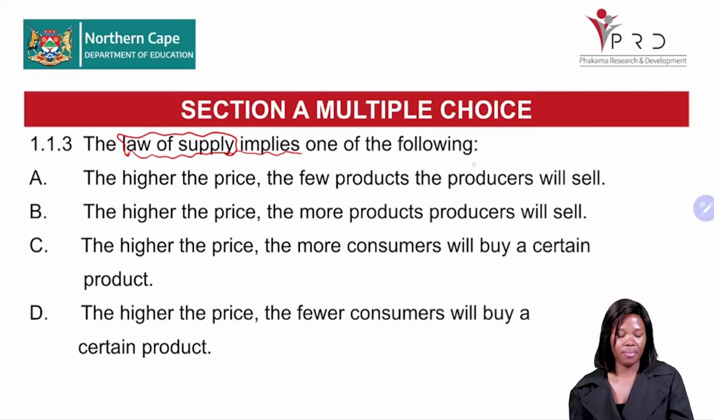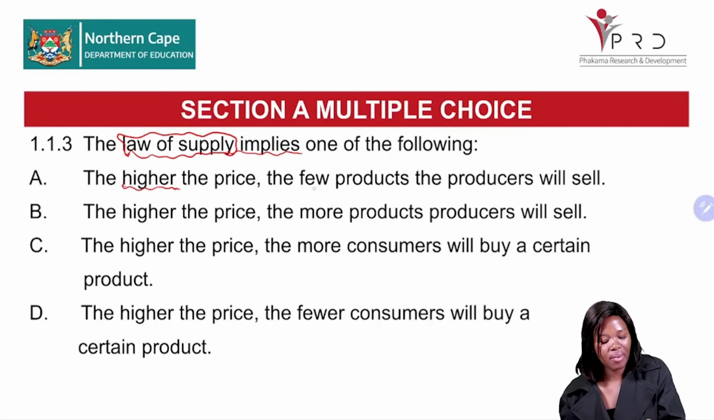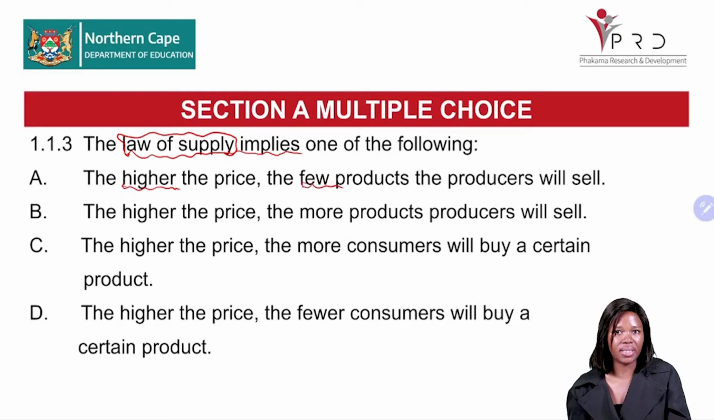Now, option A. Now, let us try and answer this one together. I've already shown you on the first two questions. Now, let us try and respond on this one. Remember, for you to answer this question, you must understand price determination. Now, we have option A. Now, option A, it says, the higher the price, the fewer products the producers will sell. The higher the price, the fewer are the keywords for this answer. The fewer products the producers will sell.